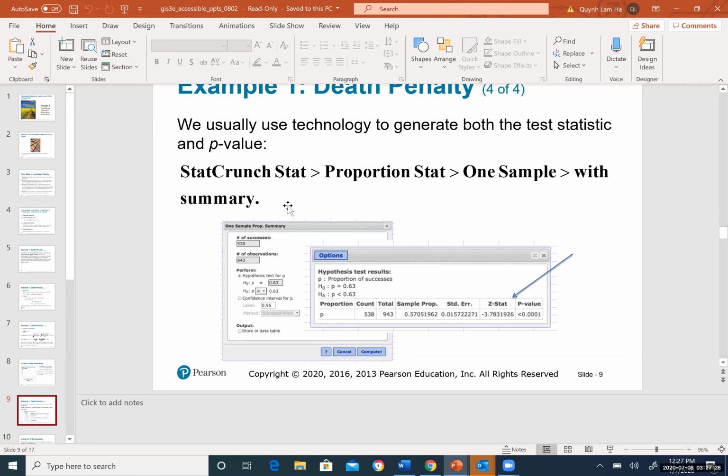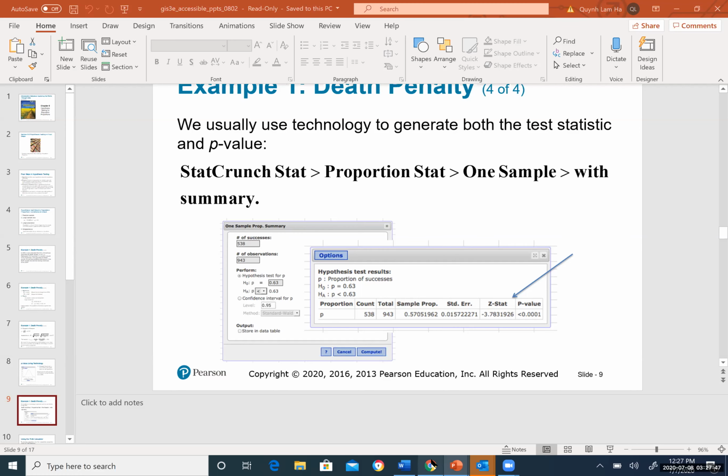So we run StatCrunch. These are the steps to run StatCrunch. You go to Stat, go to Proportion Stat, go to One Sample with Summary, and you click Compute, and you will have this value. Let me run this for you.